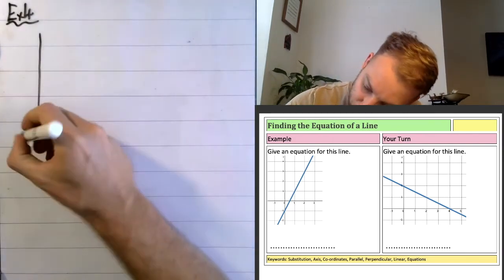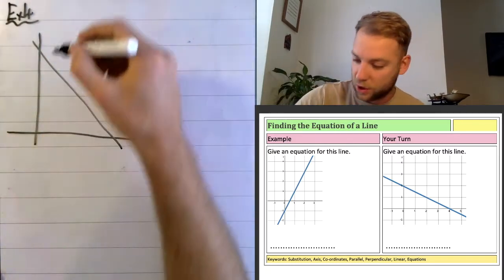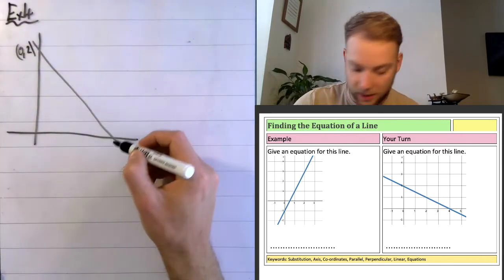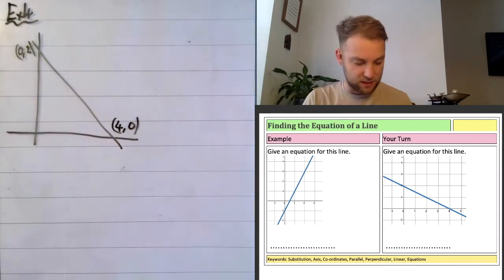So I picked 2 points on this graph. It's coming down like so. I'm just going to pick the ones that cross. So (0, 2), which is there. And I'll pick this one here, which is (4, 0), because that makes life easier for us.